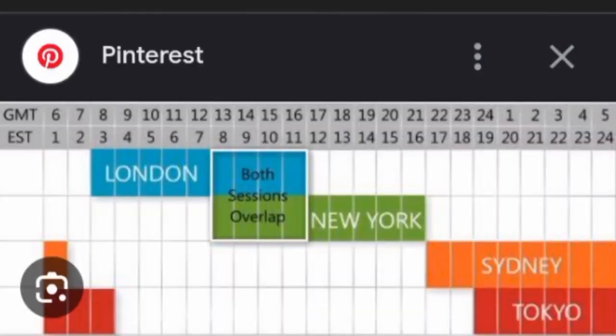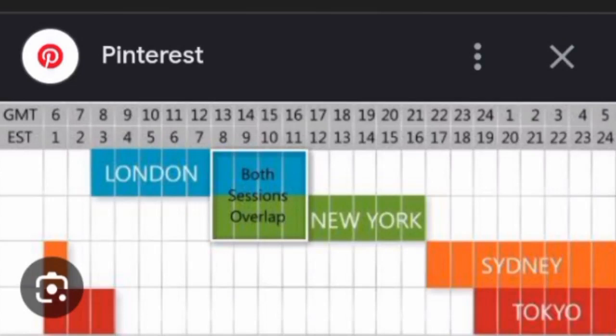Now, guys, let's look at the opening and closing of these sessions. The London session starts at 8 a.m. GMT and closes at 4 p.m. GMT, while the New York session starts at 1 p.m. GMT and closes at 9 p.m. GMT. Then the Sydney session takes over at 10 p.m. GMT and closes at 6 a.m. GMT, while the Tokyo session opens at 12 a.m. GMT and then closes at 8 a.m. GMT. And now, as we can see on the chart, the London to New York overlap occurs during 1 p.m. to 4 p.m.